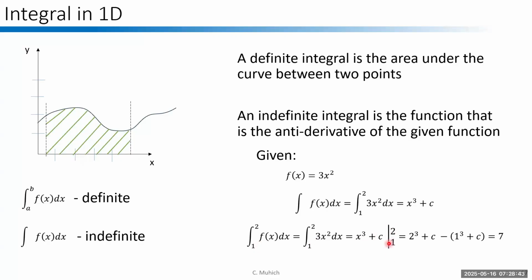I use this convention, this line, which shows that I'm going to substitute 1 in and subtract that from when I substitute 2 in for x, right? So I get 2 cubed plus c minus 1 cubed plus c. The c's cancel out, and I end up with 7.